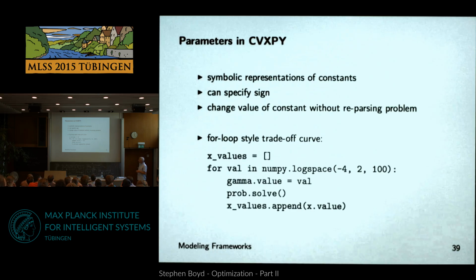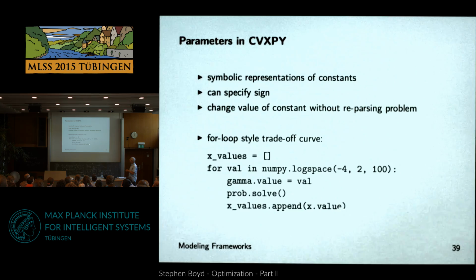So, for example, if you wanted to do a for loop style trade-off curve, you'd do this. You make an empty array of values. That's going to store the values in your trade-off curve. And then you would just make a for loop. Like the people here know NumPy and things like that, you can guess what this is, right? This generates 100 numbers between 10 to the minus 4 and 10 to the 2, uniformly spaced logarithmically, right? Then what you do is you assign the gamma, that's a parameter, gamma.value equals val. And then you call the solve method, right?